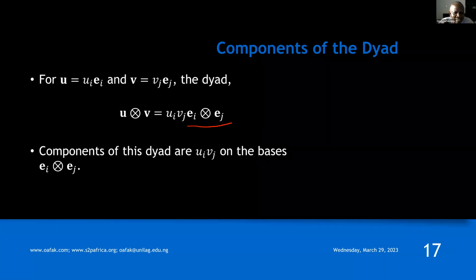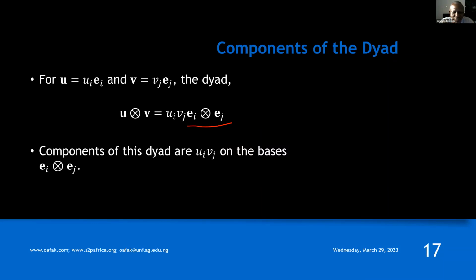You don't even need to go on to use the definition we just made. In the case of the dyad, the component is obvious. If you want to go ahead and find that it is U_i V_j, you can go ahead. But that is the component of the dyad. But is there any question on the component of the dyad before I move on?